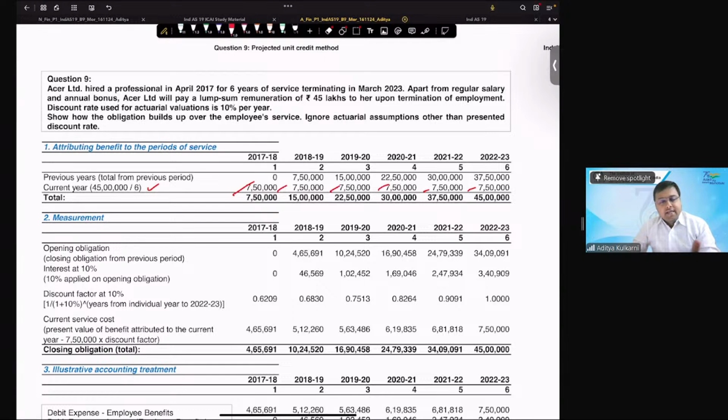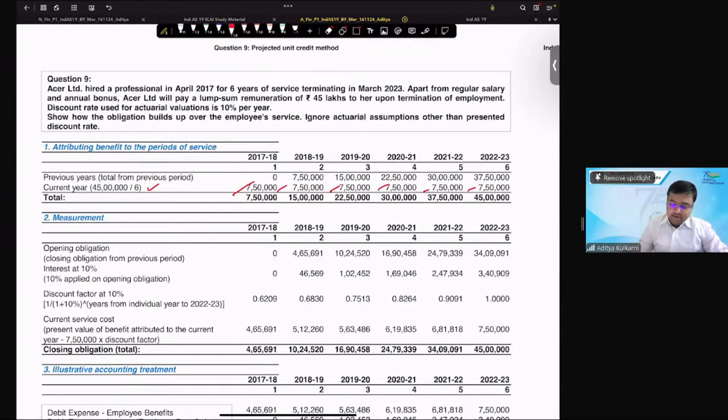But wait a minute. Is this amount getting paid within 1 year or after 1 year? After 1 year. Beyond 12 months. That's right. When it is paid beyond 12 months, the 45 lakh that has to be paid in the 6th year is not equal to 45 lakhs today. Will it be higher or lower? Lower. I have to discount it. So we will discount it.